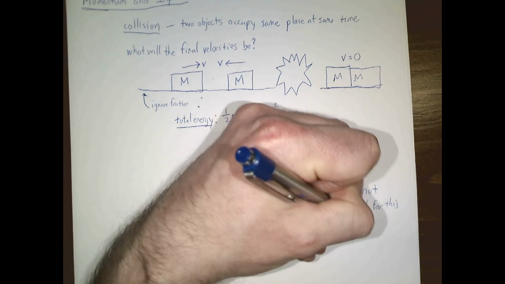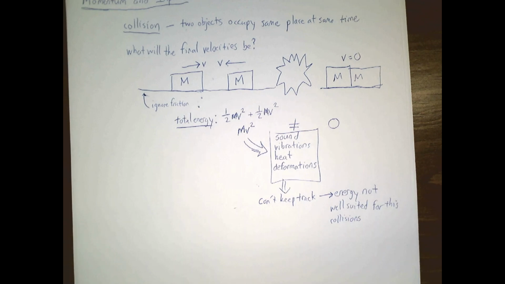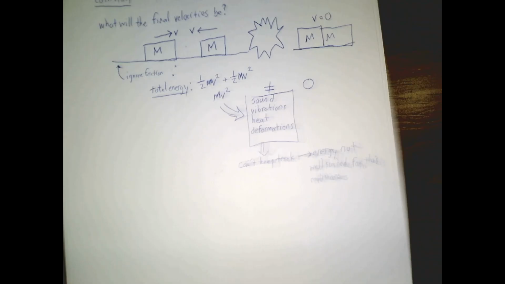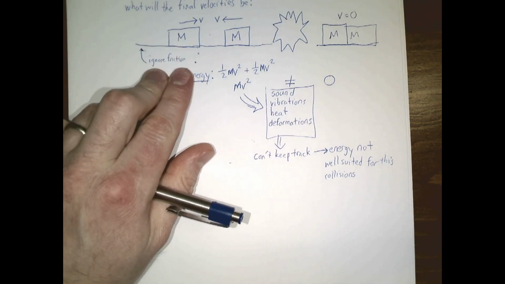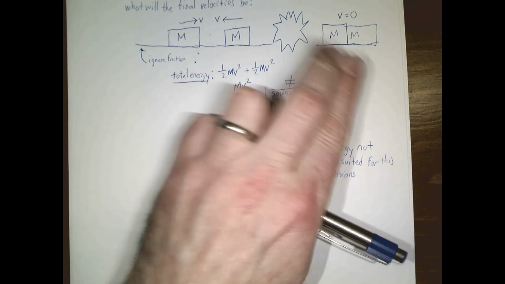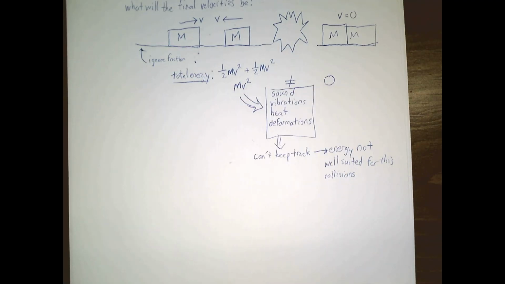You can talk about roller coasters going down frictionless tracks and springs all day with energy, but collisions aren't going to cut it. But we like this idea of being able to take what's happening before in a system and relate it directly to what's happening after, like we did with conservation of energy. So maybe there's something else we can examine.